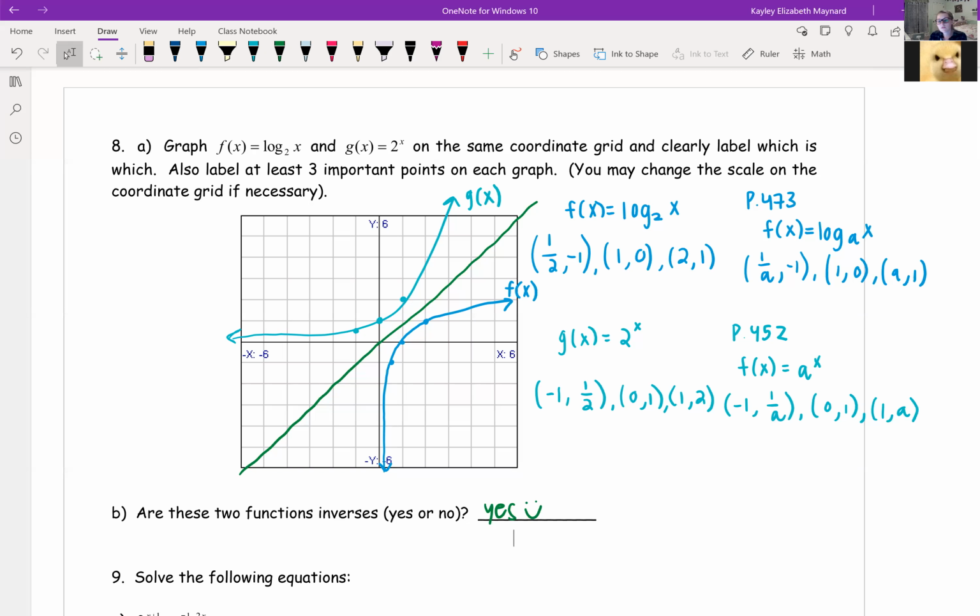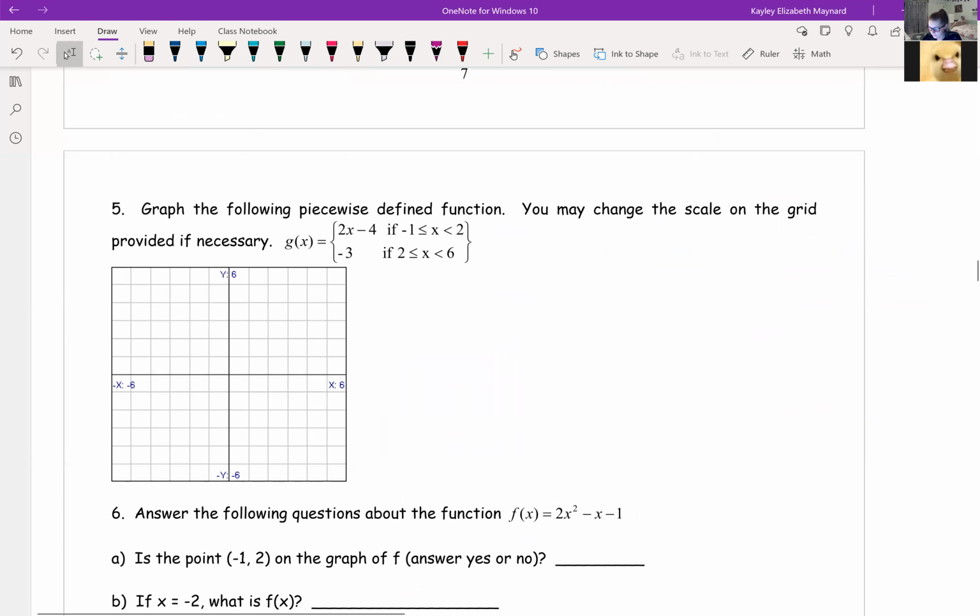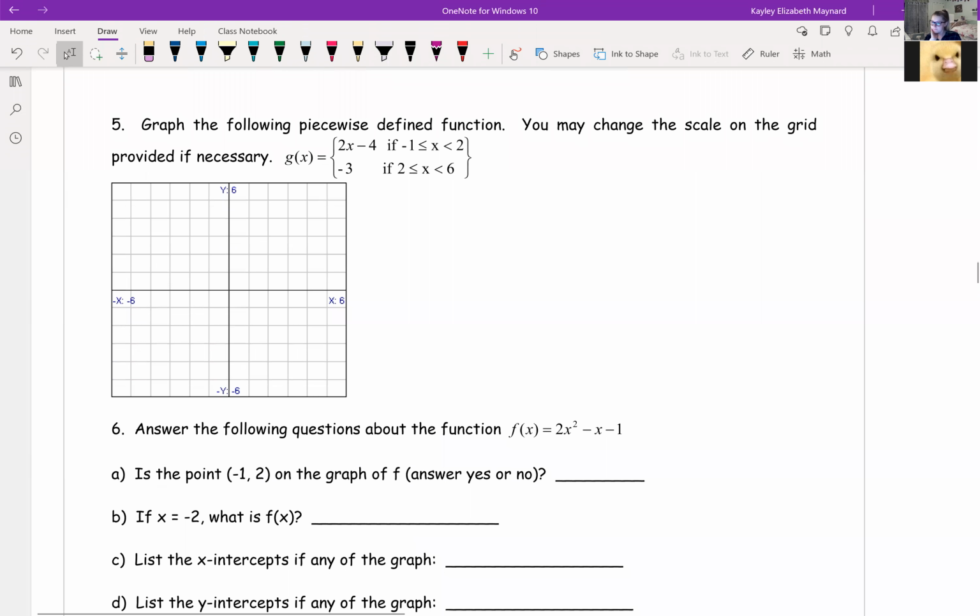Okay, so number 5. Let me go to number 5. Number 5 says graph the following piecewise defined function. We're given g of x is equal to 2x minus 4 when x is between -1 and 2, and then g of x is equal to -3 when x is between 2 and 6.